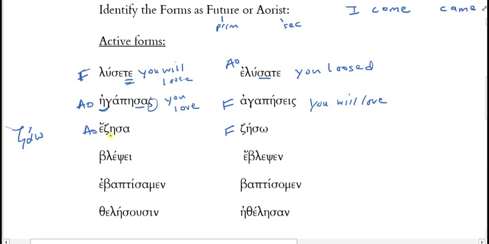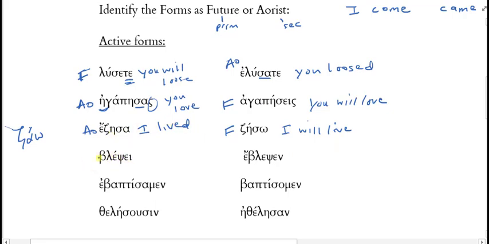Who's the subject of edzesa? This is first singular. I lived. Zeso? I will live. Future. Okay? I will live. Look at blepse.